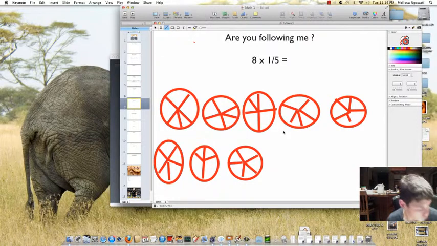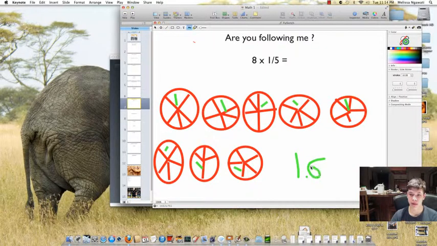And now we have to shade in 1/5 of these. So there's 1/5 shaded in, 2/5, one of each. And now we add these all together. It gives us the answer of 1.6. You can see we have 1/5, 2/5, 3/5, 4/5, which gives us this answer.